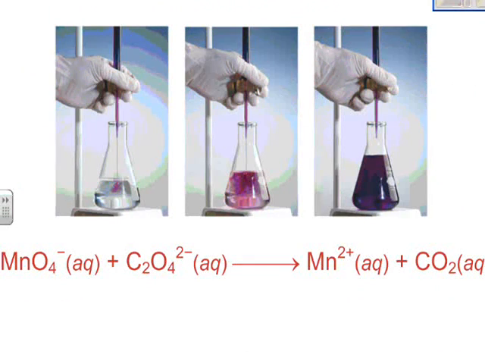Here we have a typical oxidation reduction titration reaction. So we're adding permanganate. So this is the solution that's in the burette, the purple solution. And it's being added to a solution of oxalate, the C2O4 2-. And the product of this reaction is the manganese 2+ ion and carbon dioxide. So we're going to attempt to balance this equation using this redox method.